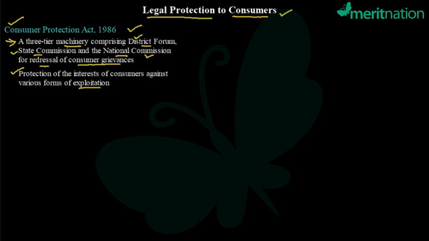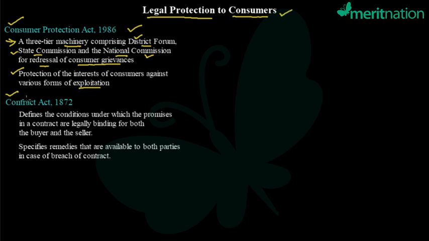Now let's move on to the next act, which is the Contracts Act, which was laid down in 1872. This act defines the conditions under which promises in a contract are legally binding for both the buyer and the seller. That is, in case the buyer and seller come under a contract, then it is this act which protects the interests of both the buyers and the seller. Moreover, the act also specifies the remedies or the solutions that are available to both the parties, that is, the buyer and the seller, in case any one of the two breaches the contract.